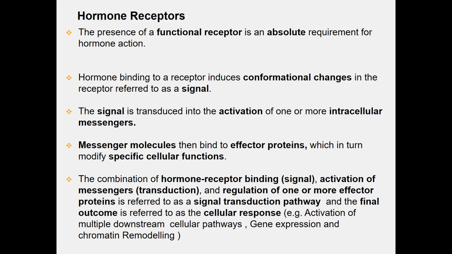The combination of hormone receptor binding, the signal, the activation of the messenger, which we call the transduction, and the regulation of the effector proteins or the physiological response, we call the signal transduction pathway. This leads to the final outcome, which is the cellular response, for example, the activation of cell proliferation, survival, chromatin remodeling, and activation of various genes, transcription. This is the final outcome of the hormone receptor binding pathway.